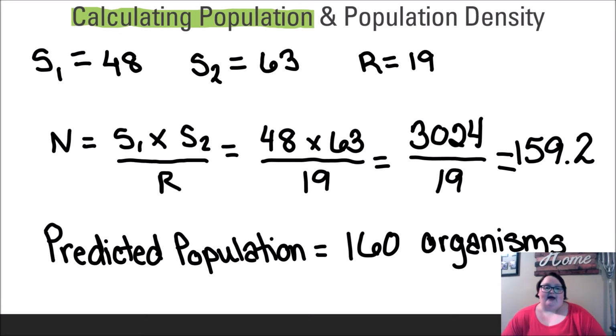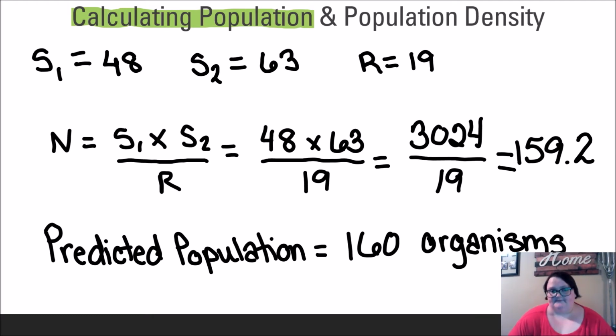Assume that the original capture caught and marked 48 individuals. During a subsequent capture, 63 individuals were caught. Of that 63, 19 of them were marked as part of the original capture. So how do we figure out what the approximate population size is?